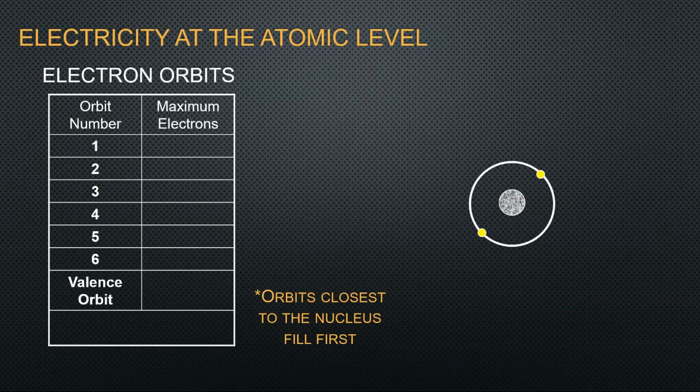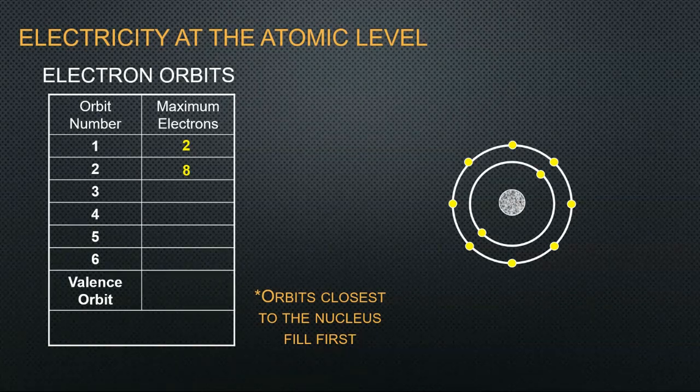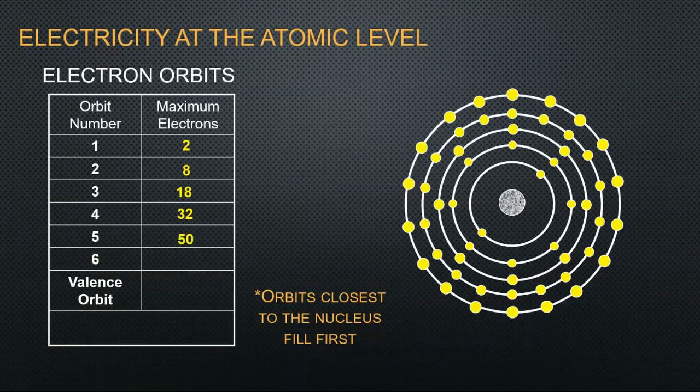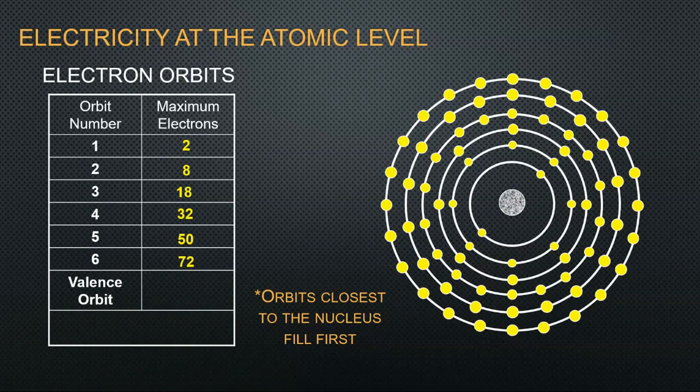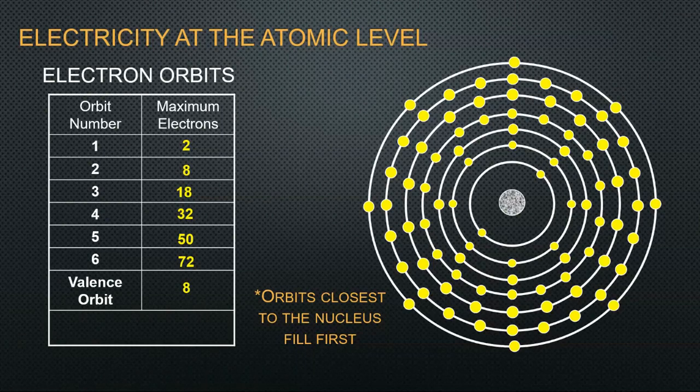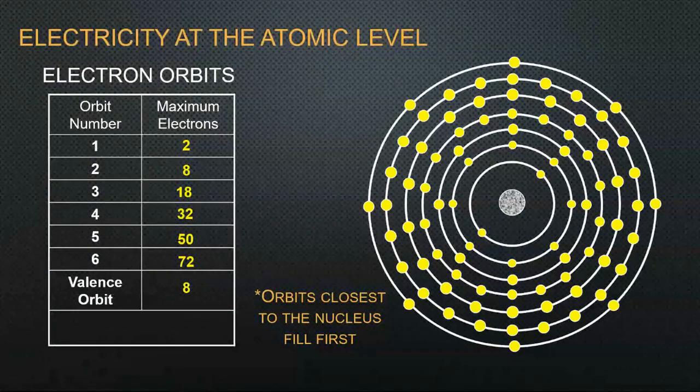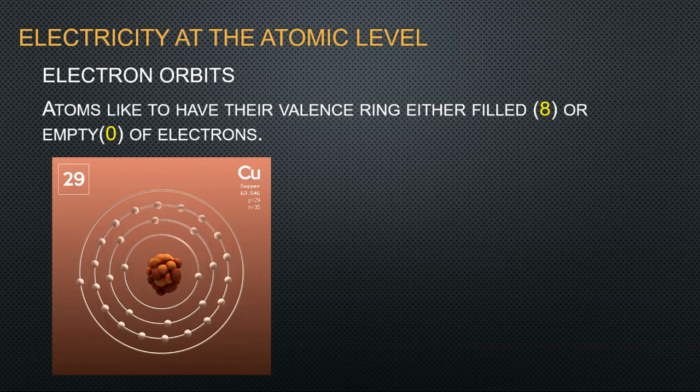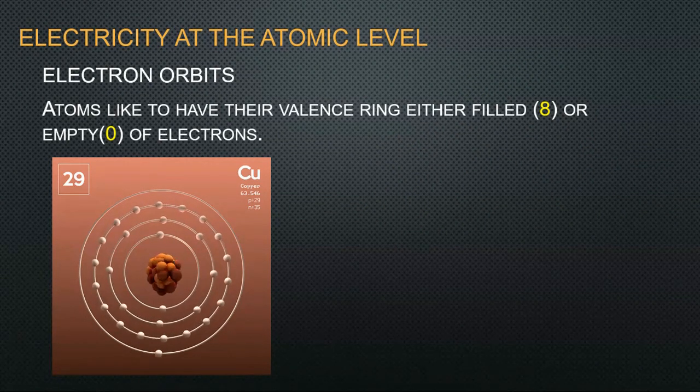As electrons form layers around an atom, different layers can hold different numbers of electrons. The first layer can only hold 2. The second layer holds 8. The third holds 18, then 32, 50, and the sixth layer can hold 72. The orbits closest to the nucleus fill up first, and then electrons try to fill each layer moving outward. The valence shell, or outer layer, never has more than 8 electrons. In general, atoms like to have their valence rings either filled, containing 8 electrons, or empty, containing 0.